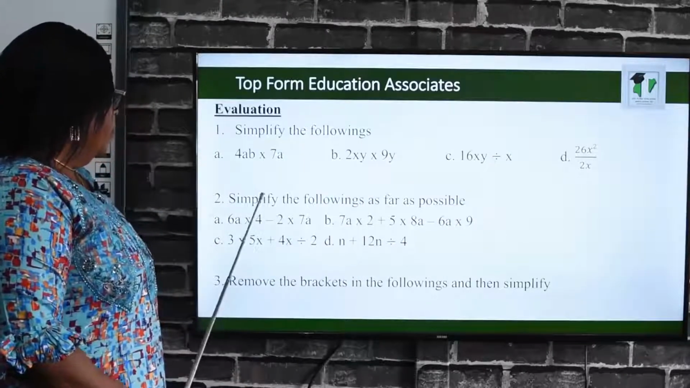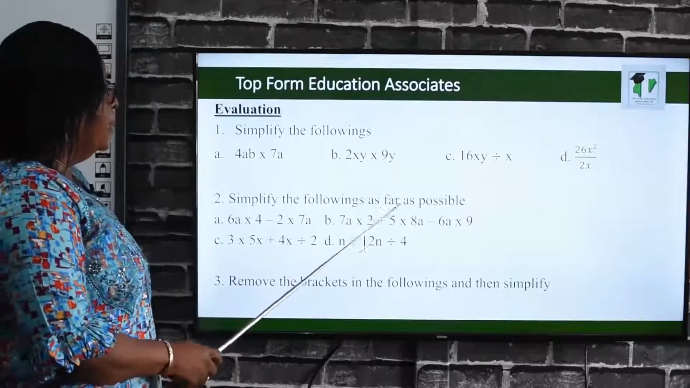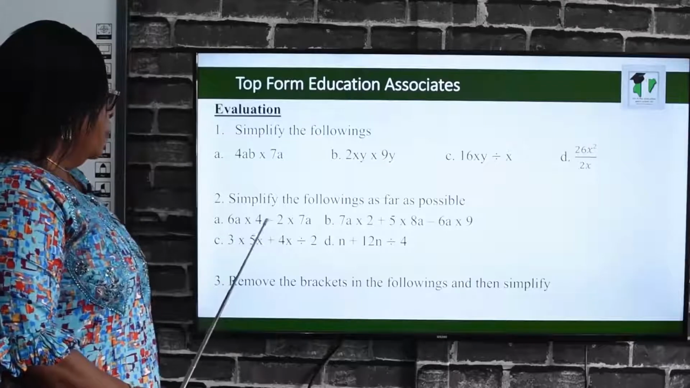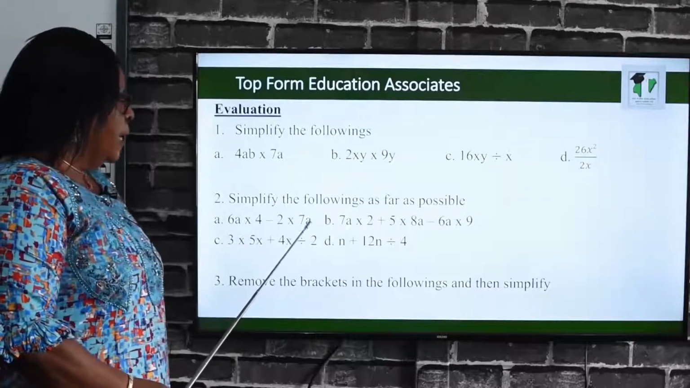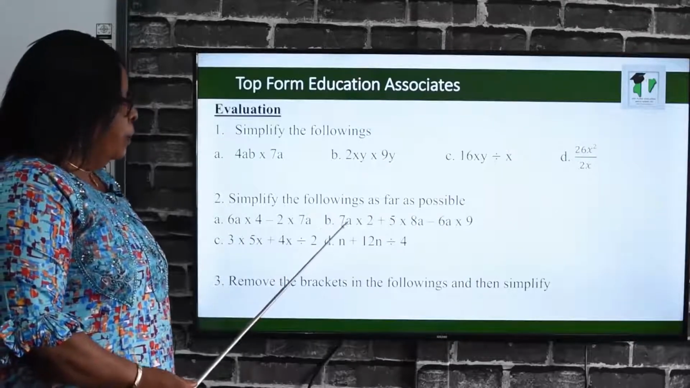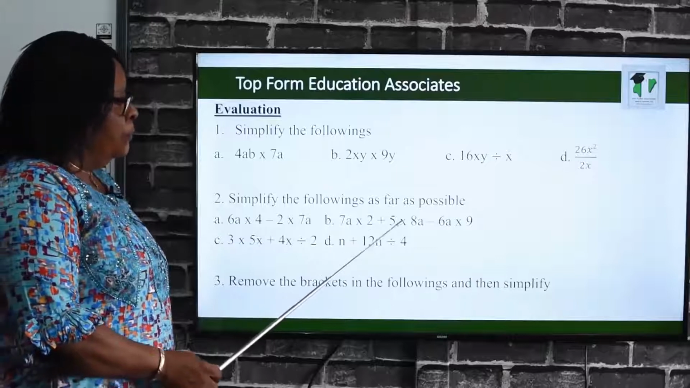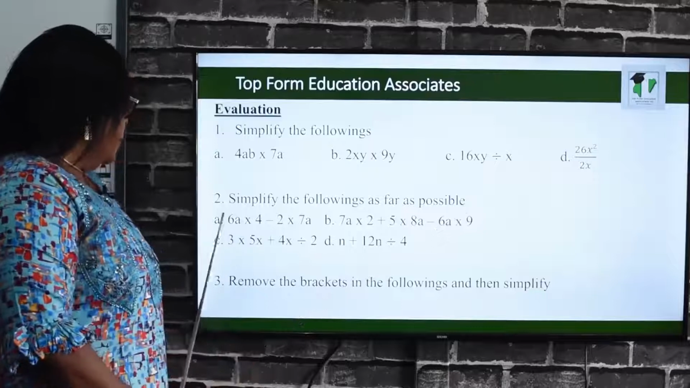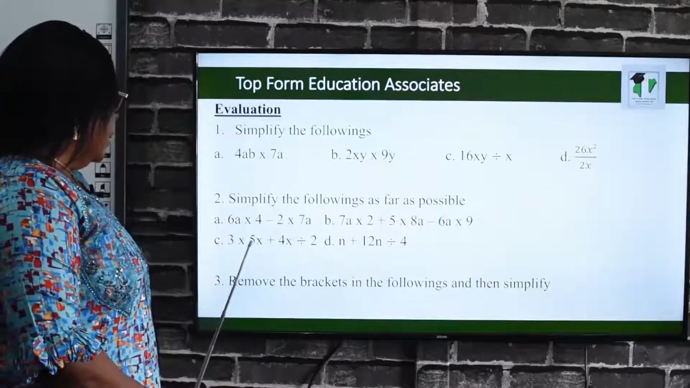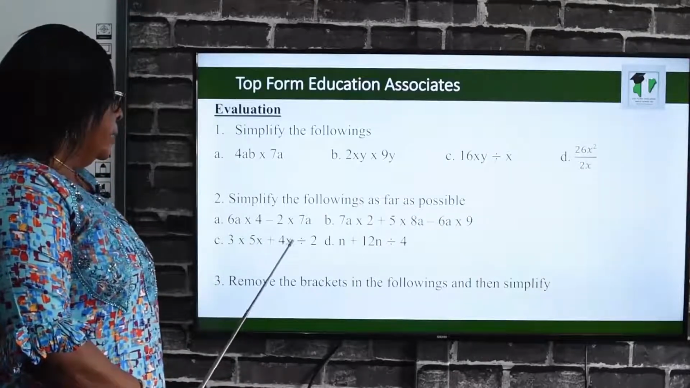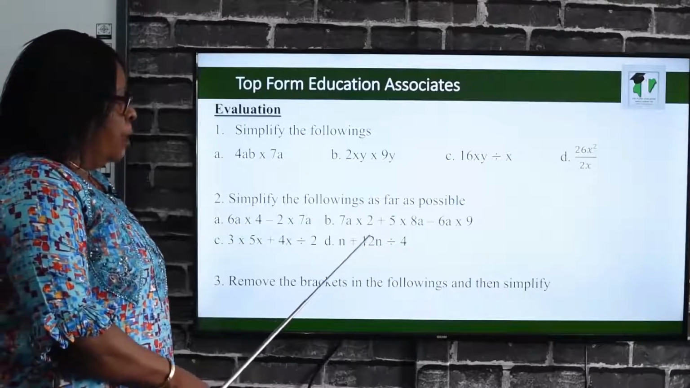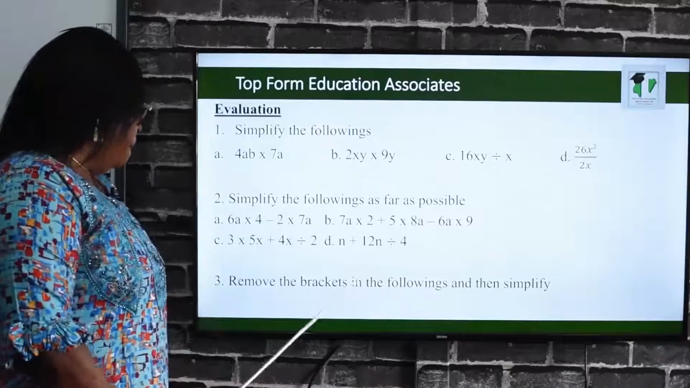Number 2, simplify the following as far as possible. A, 6a times 4 minus 2 times 7a. B, 7a times 2 plus 5 times 8a minus 6a times 9. C, 3 times 5x plus 4x divided by 2. D, n plus 12n divided by 4.